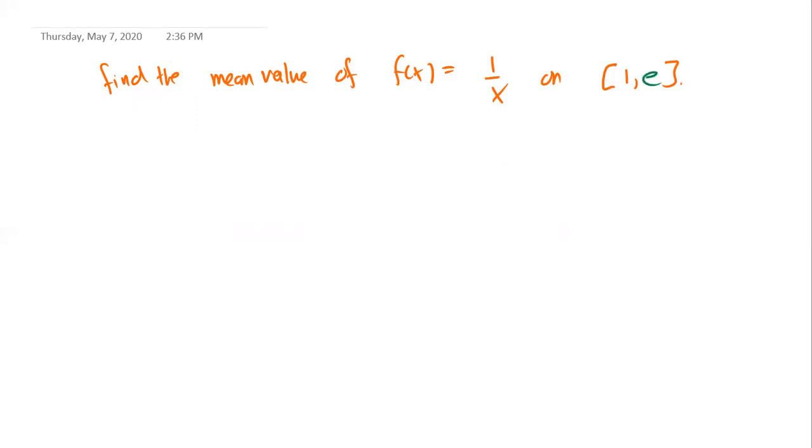So if you remember, what's the mean value? Oh, it's not called mean value, it's called average value. What's the average value? Well, it's pretty straightforward. The average value is going to be, just take the definite integral of your function, like you would always do. The only thing is that you divide by the length of the interval. So what's the length of the interval? You subtract them, so e minus 1. And this is going to give you the average value.